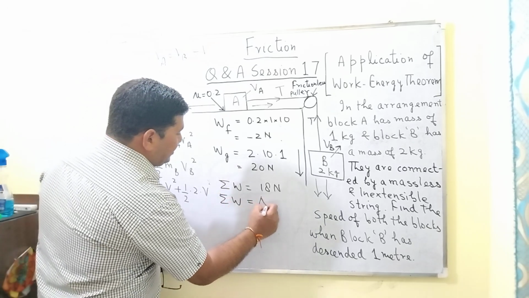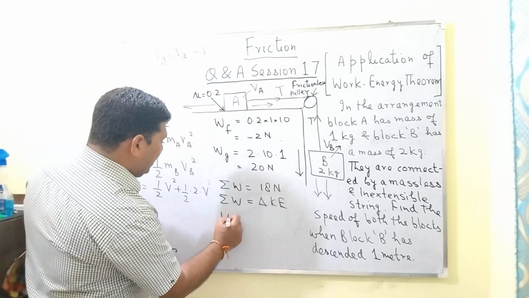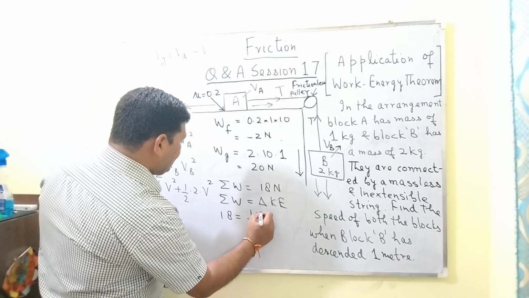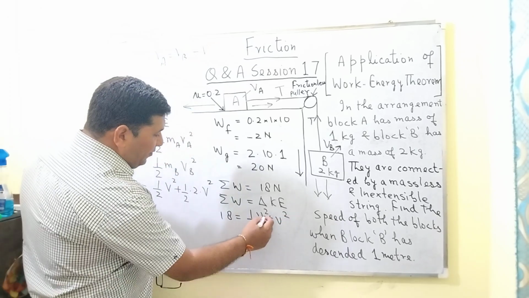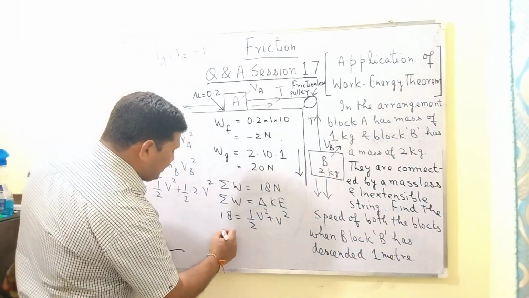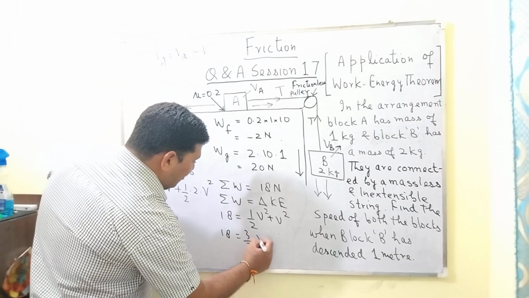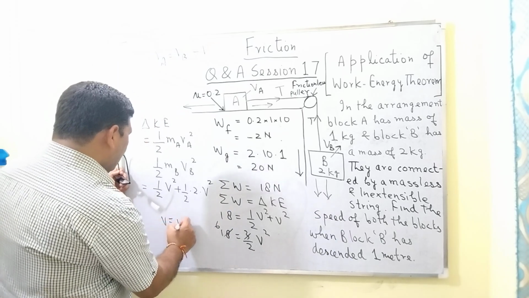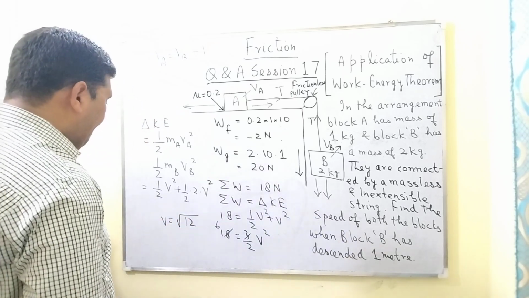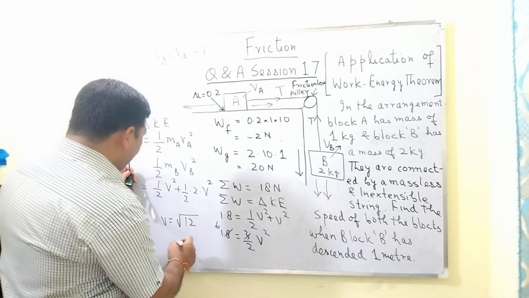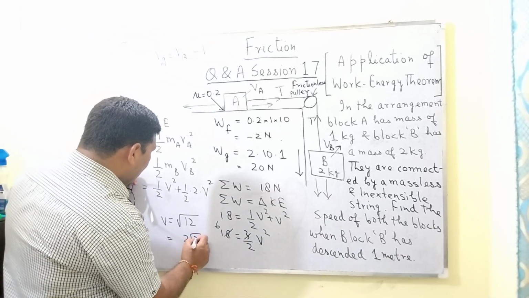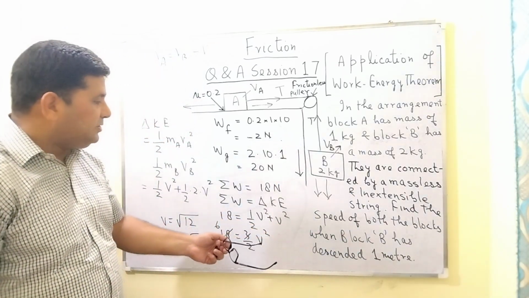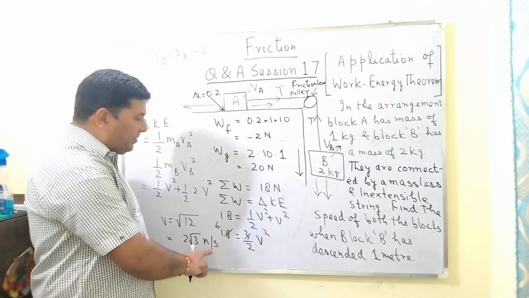the change in the kinetic energy. So 18 will be equal to 1 by 2 v square plus v square. If I take this v square as common, I will be getting 18 is equal to 3 by 2 v square, and this will be equal to 6. So v square is equal to 12, or we can say that v is equal to 2 root 3 meter per second. So the speed of both these blocks will be equal to 2 root 3 meter per second.